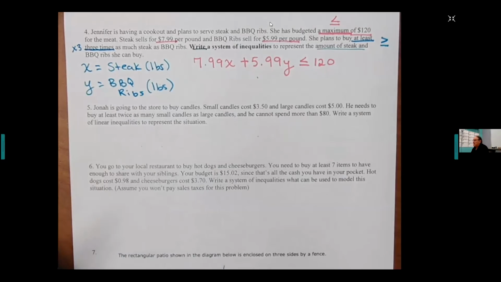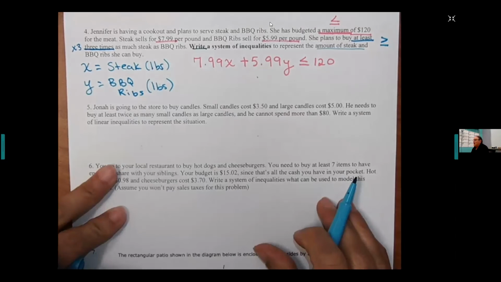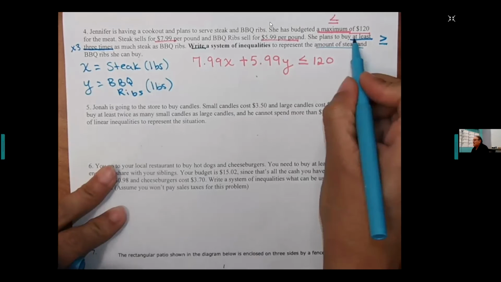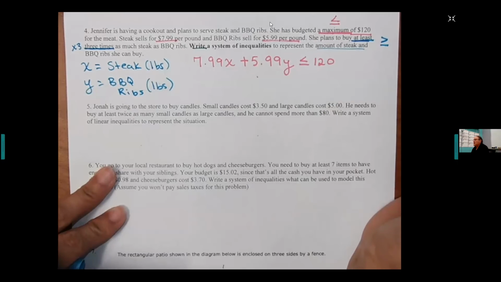Yes, the second clue that we have is her plans, which is to buy at least. All right, at least. So anytime we hear the words at least, that tells me that's the bottom number. We can go greater than or equal to. So she plans to buy at least 3 times as much steak as barbecue ribs.